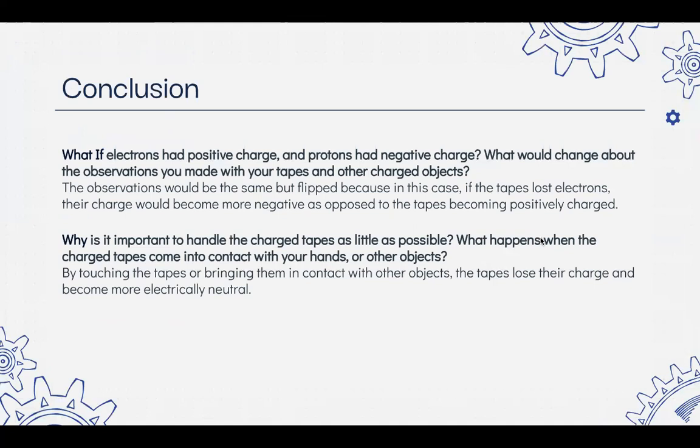So with my conclusion, what if electrons had positive charge and protons had negative charge? What would change about the observations you made with your tapes and other charged objects? Well, the observations would be the same, but they'd be flipped, because in this case, if the tapes lost electrons, their charge would become more negative, as opposed to the tapes becoming positively charged due to a loss of electrons.